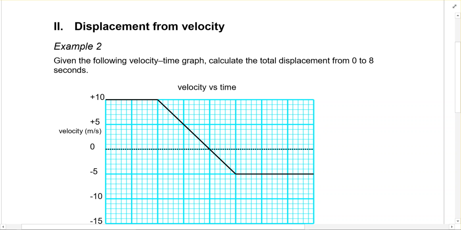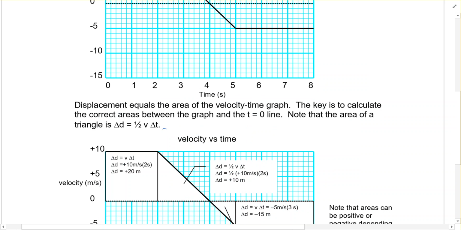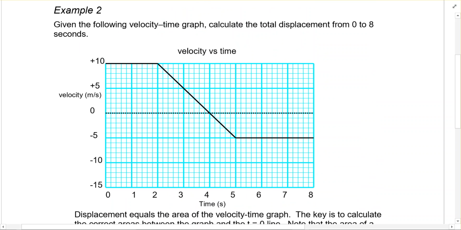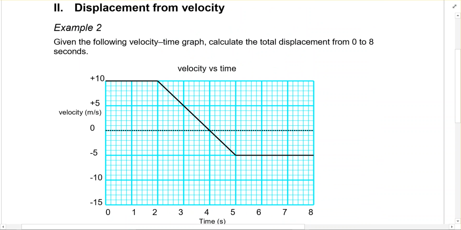So I'm just going to do a little review on displacement from velocity. I guess not really review. And what we're going to do is we're given a graph like this, something like this, right? And we've got to figure out what the displacement is for that graph.